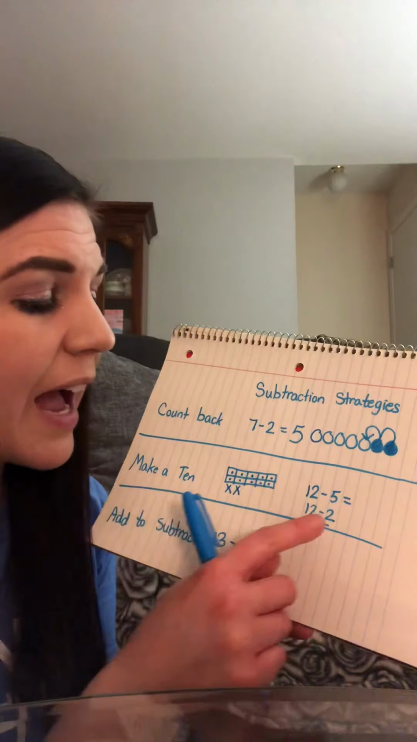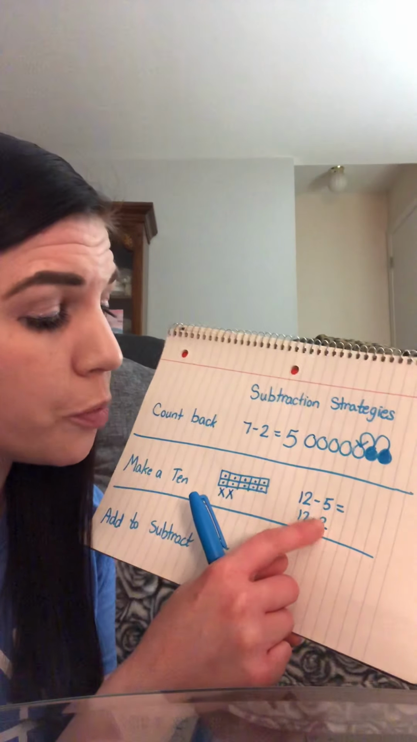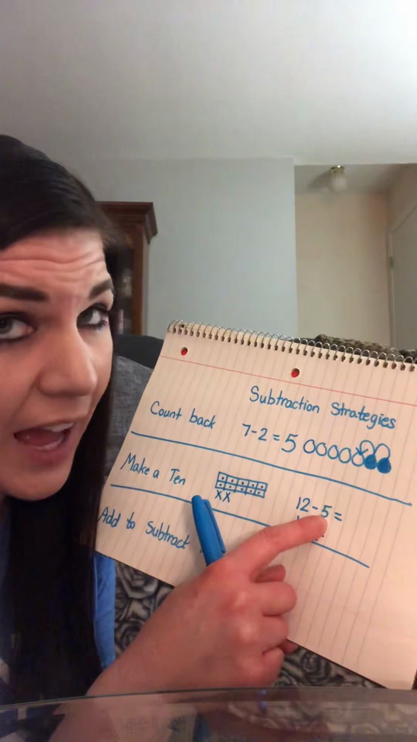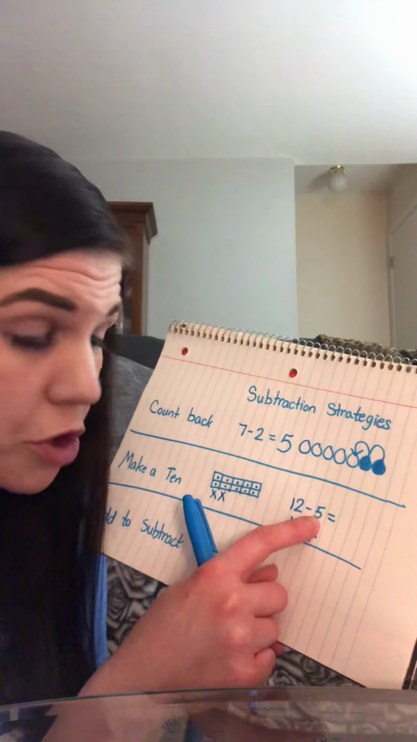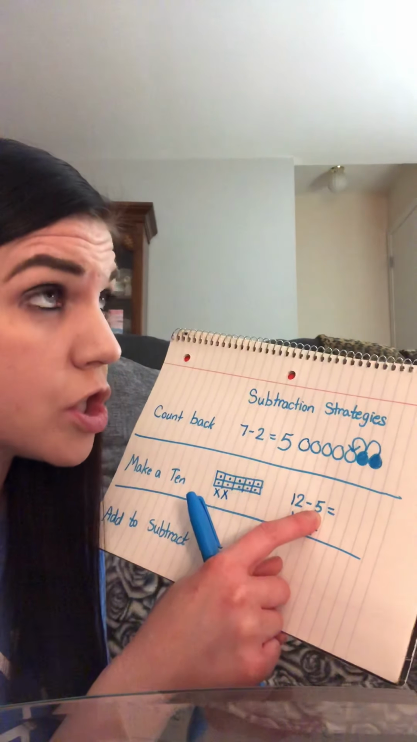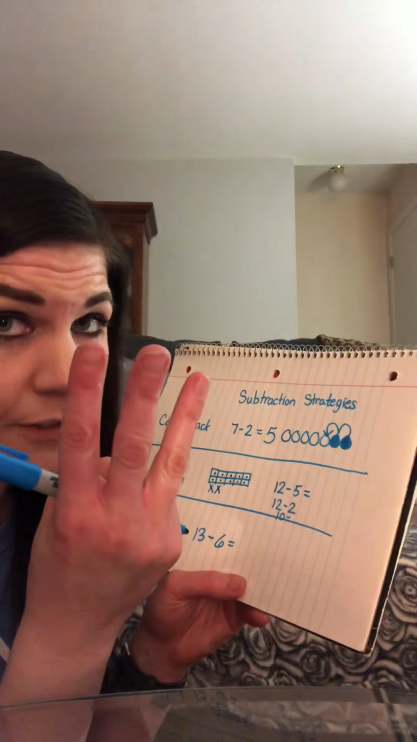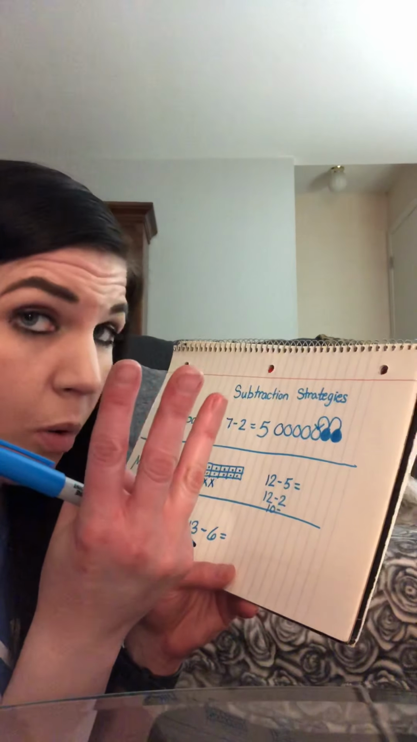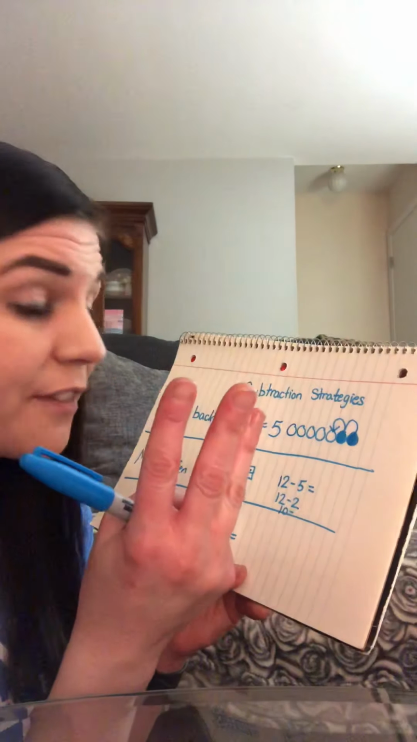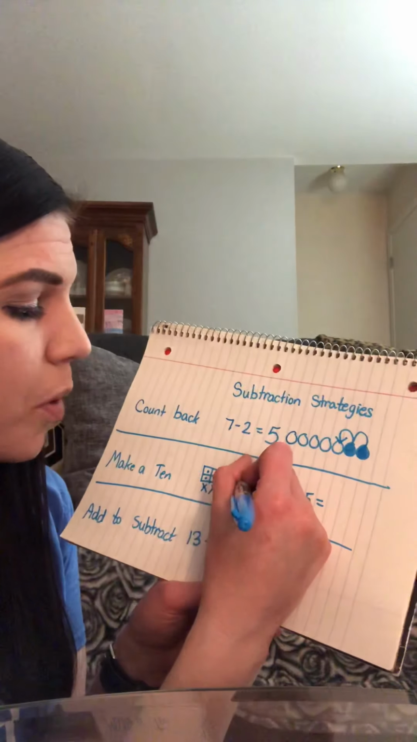However, I have to then think, 2 plus how many more equals 5. So I know how many more to subtract. Well, let's see. 2, 3, 4, 5. I know that 3 more would equal my 5. So I'm going to cross out 3 more.